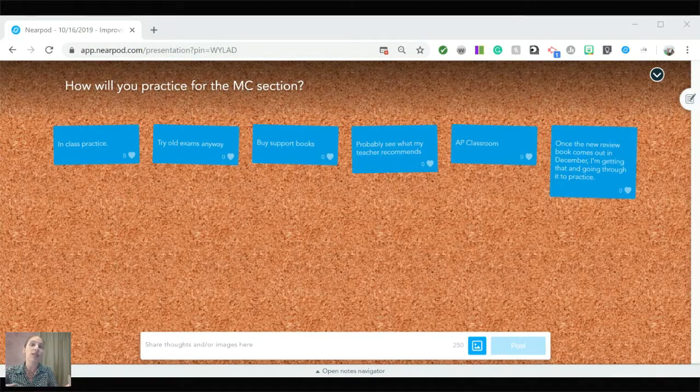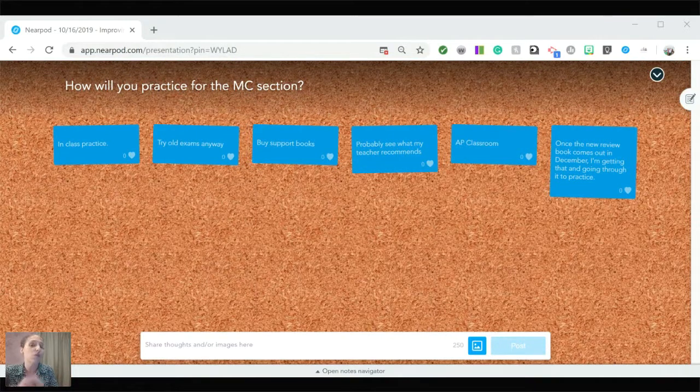But then I think that if you are going to buy the support books, I would caution you. The most recent revised rubrics came out last Friday. So not this past Friday, but the Friday before. And for some schools, that doesn't really matter. But like my school, we had already been in school for 10 weeks before the final new released rubrics came out. So if you are going to buy those books, just keep that in mind.